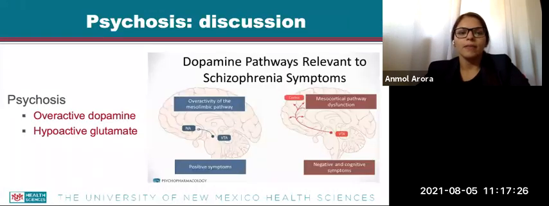And this is just talking a bit more about the overactivity in the two pathways versus the low activity in one of them. So if anybody has any questions, I can help clarify or discuss a little bit more about it. I can do that at this time. All right.